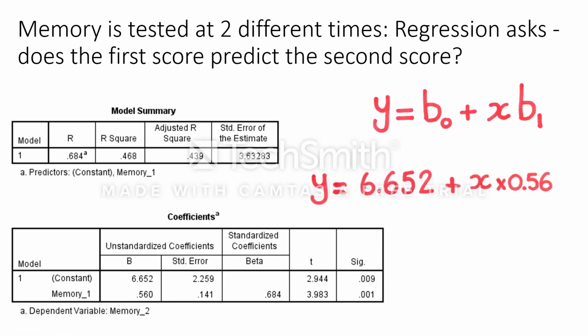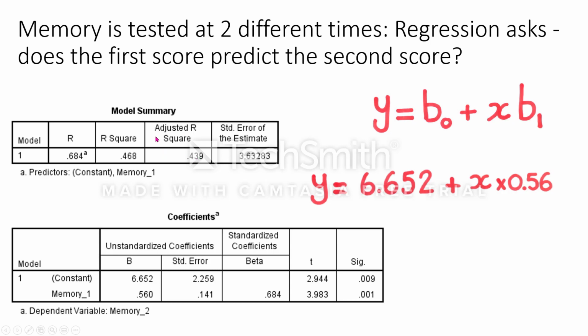So what about regression? Well, regression is researchers in a situation where they are trying to make some type of prediction based on information that they already have. And I'm just going to spend a few moments explaining the logic of this. So taking our example where memory has been tested at 2 different times, regression is asking the question, do the scores on the first memory test predict the scores that we're going to obtain on a second memory test?